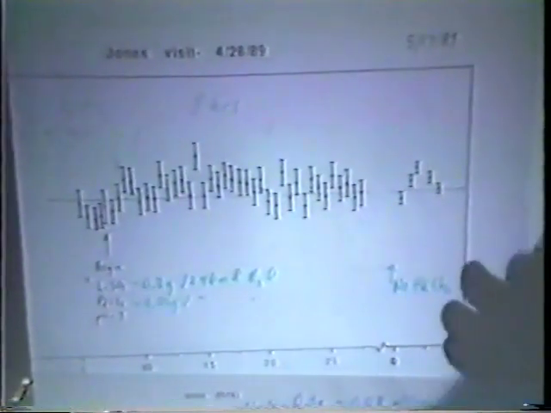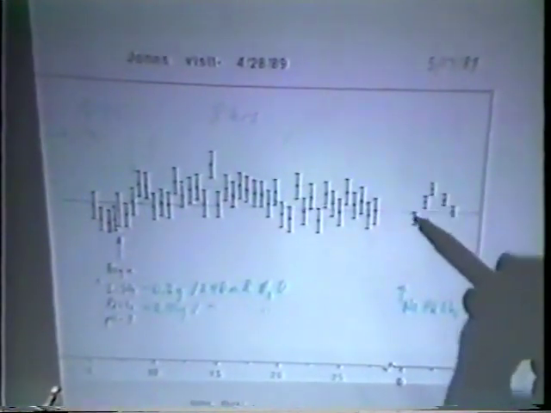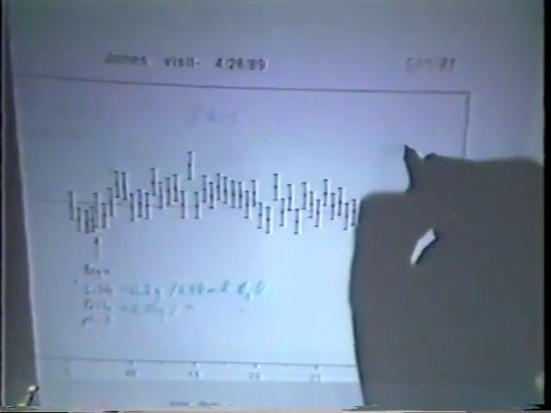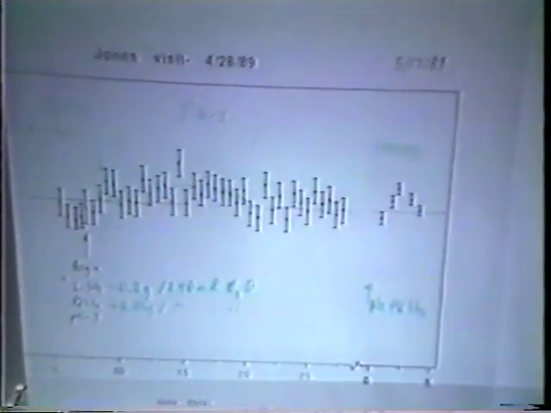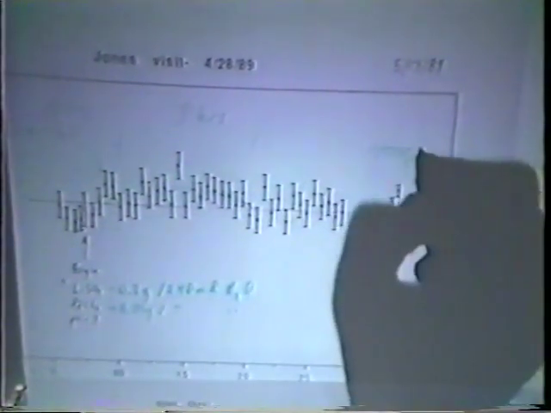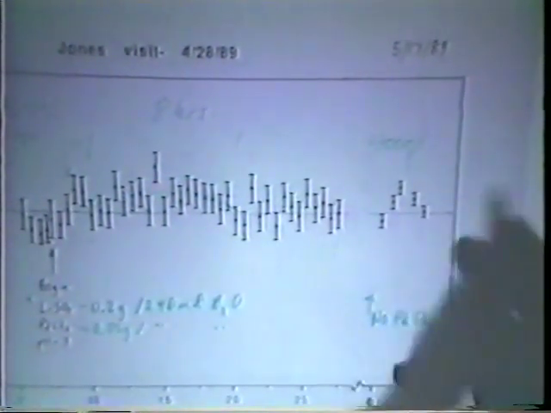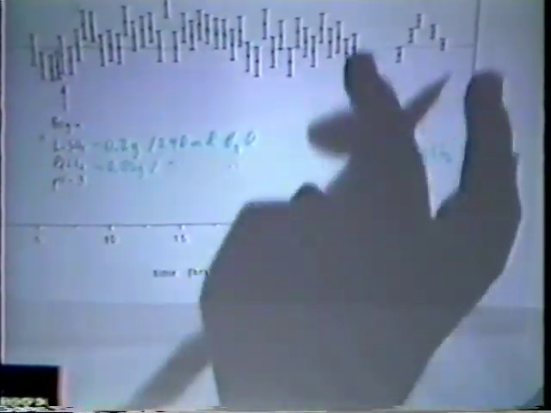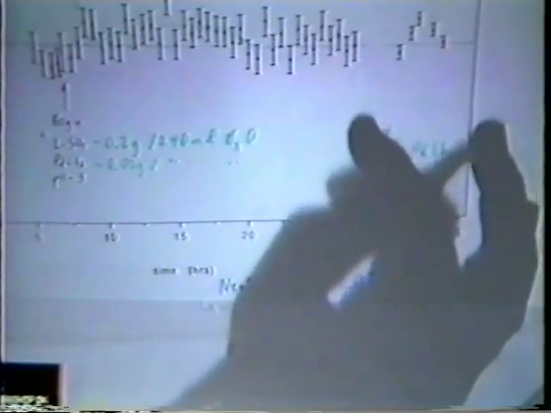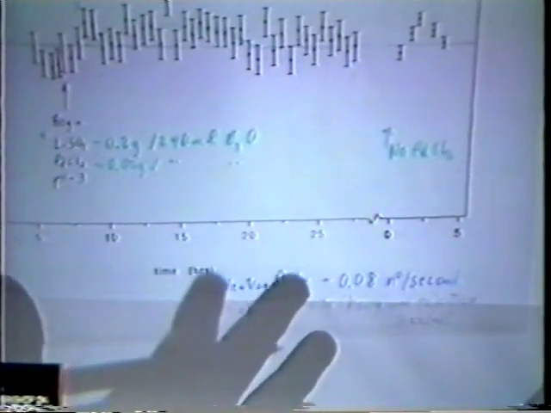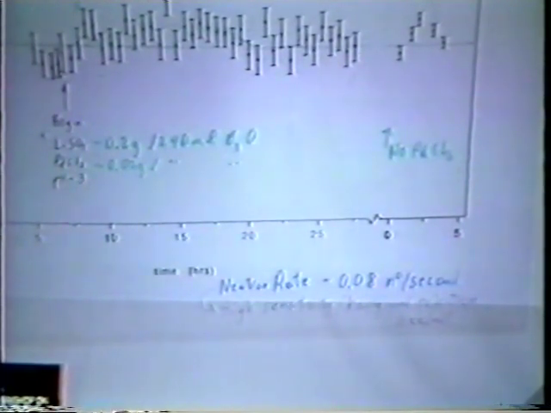Now, if you look at another run, here I've grouped things in about 4,000 seconds per bin. I think this is about 3 sigma. Neutron rate is about 0.08, but it's clear that it's difficult to see a signal with this type of background. We've improved things since then, tried to. But I want to point out it takes a very sensitive neutron counter.